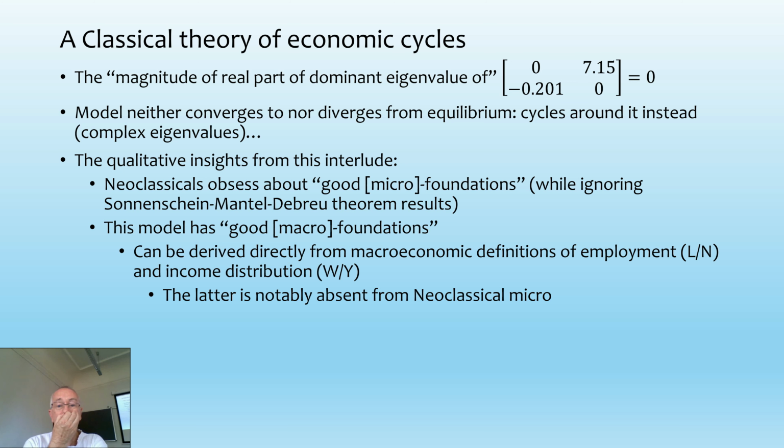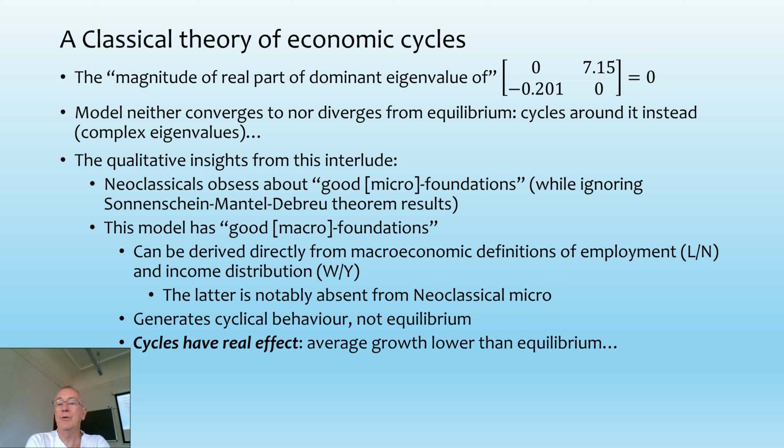So what we've shown, you can derive. It's got good macro foundations, unlike Neoclassical, which has bad micro foundations and doesn't acknowledge it. We've derived it quite directly, and the macro foundations include the distribution of income, which is something that's missing from Neoclassical micro. You learn about a representative agent. You don't learn about a worker and a capitalist. Okay? They abolish class distinctions in their analysis, but in fact, the Sonnenschein-Mantel-Debreu theorem, when you look at it properly, really says you've got to aggregate, you've got to work at the level of classes. They simply ignore that and carry on with their own nonsense. You get cyclical behaviour, not equilibrium, and they've got real effect.